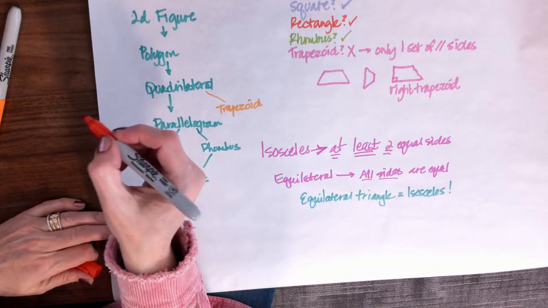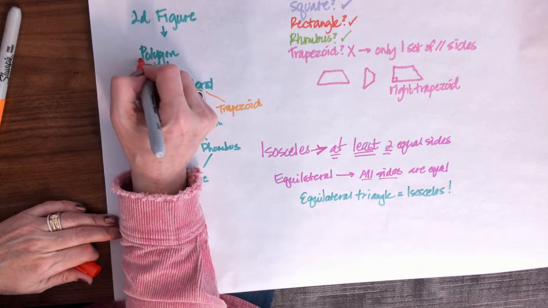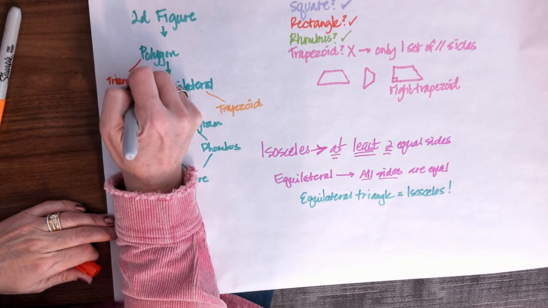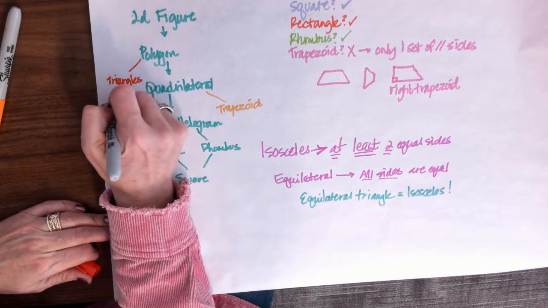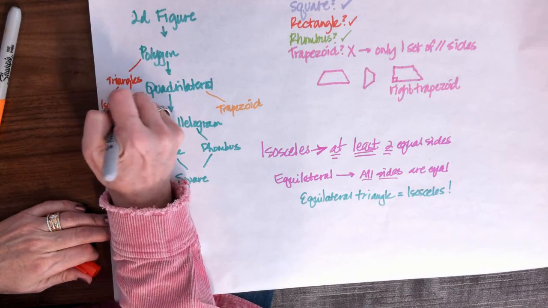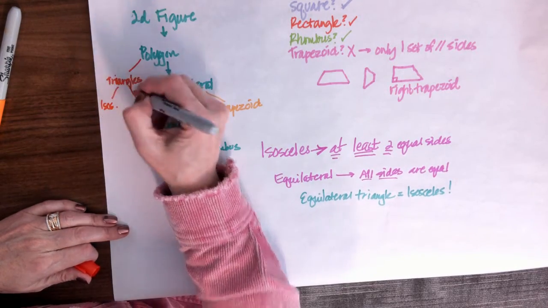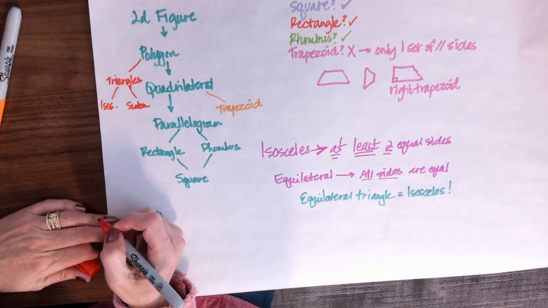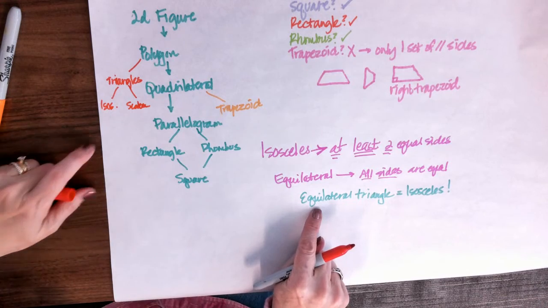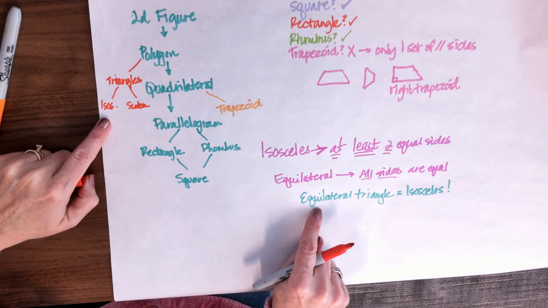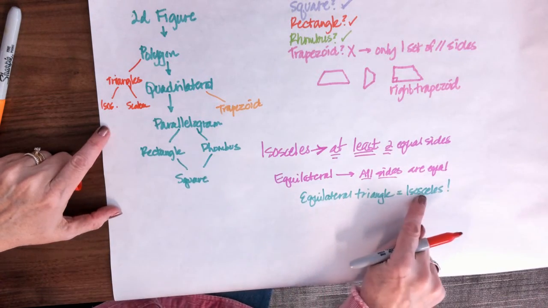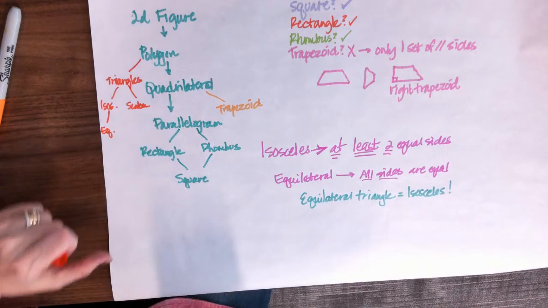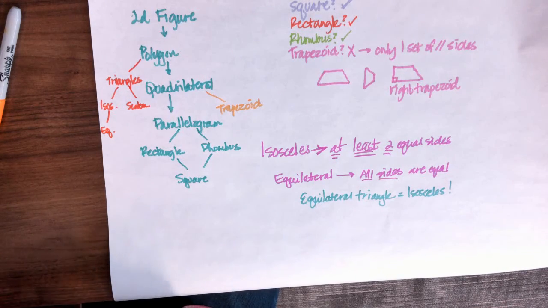So I'm going to have to figure out where I can write really small. Here would be triangles. And I could have an isosceles triangle, and I'm going to abbreviate, or I could have a scalene. And then I have to know that my equilateral triangle has to live under isosceles, because an equilateral is an isosceles. It fits those attributes of an isosceles triangle.